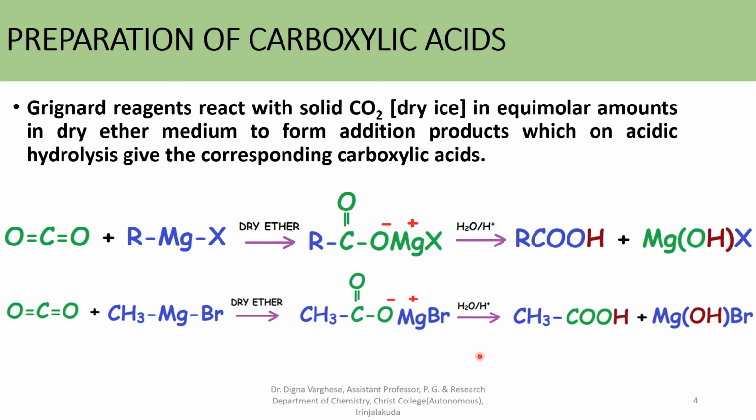Which on further acidified hydrolysis, or acidic hydrolysis, will give acetic acid. Here the R group is CH3, giving CH3COOH and MgOHBr.